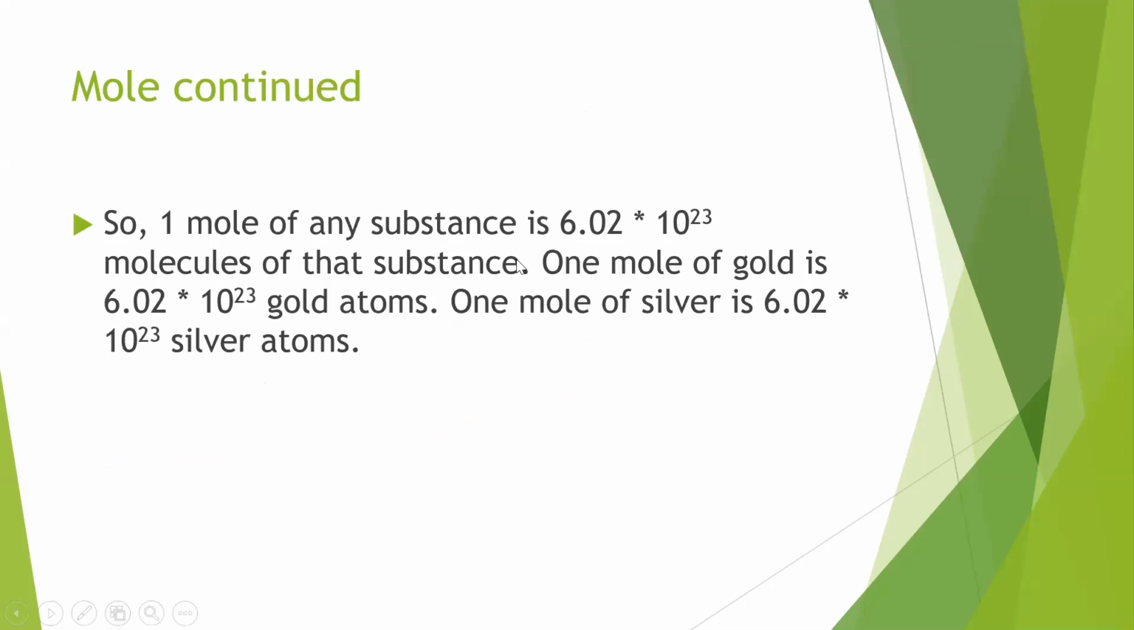So 1 mole of any substance, we're going to abbreviate it to 6.02 times 10 to the 23rd molecules of that substance. So 1 mole of gold is 6.02 times 10 to the 23 gold atoms. 1 mole of silver is 6.02 times 10 to the 23 silver atoms. 1 mole of math textbooks would be 6.02 times 10 to the 23rd math textbooks. A mole is basically just a number, just like how a dozen eggs is 12 eggs. A dozen pencils is 12 pencils. It's the same thing with a mole.